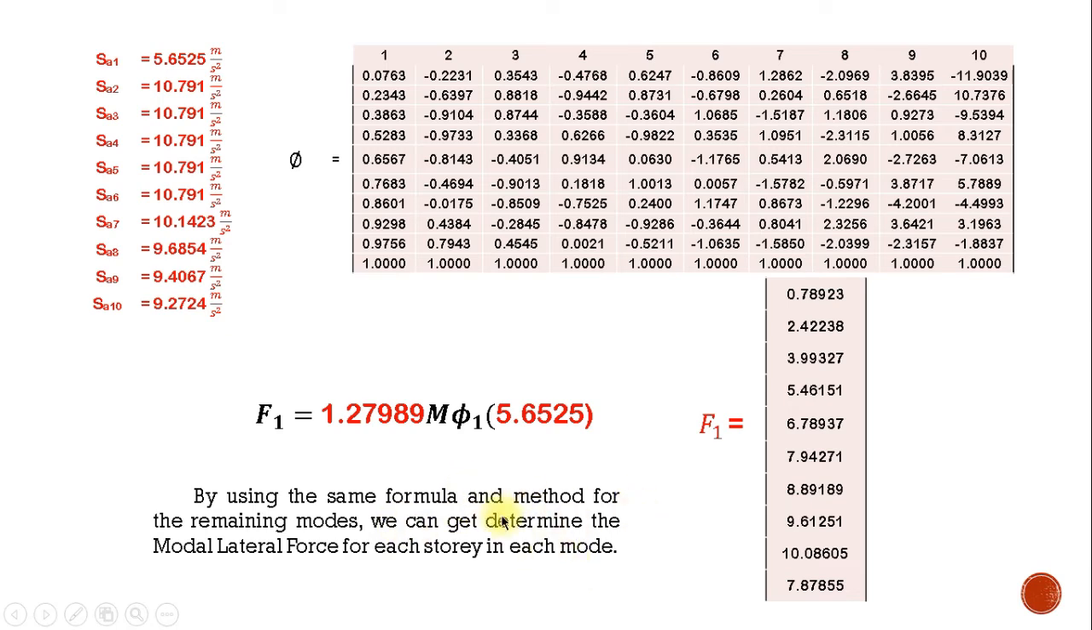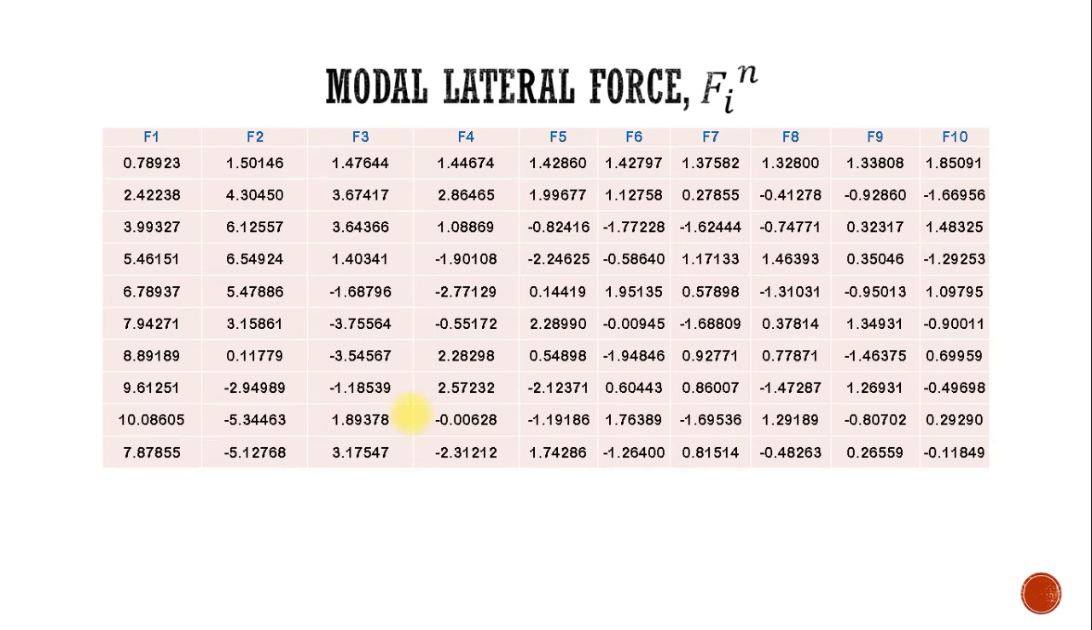By using the same formula and method for the remaining modes, we can determine the modal lateral force for each story in its mode. So from mode 2 to mode 10, we can compute the lateral force in every floor and in every mode. We will not show all of them, so this will be our overall result. The modal lateral force for mode 1 is this column, for mode 2 this column, for mode 3, mode 4, mode 5, 6, 7, 8, 9, 10. Take note that these values are all in kilonewton, since these are modal lateral forces.